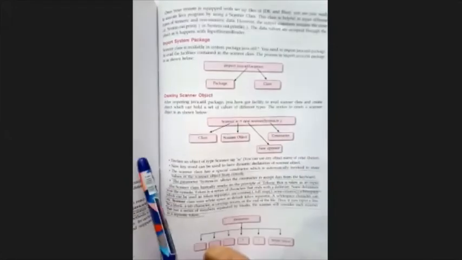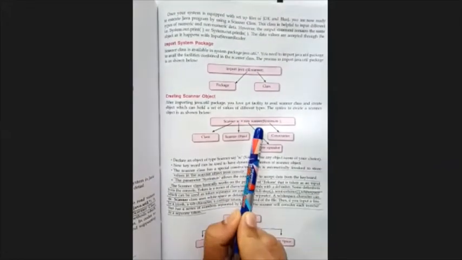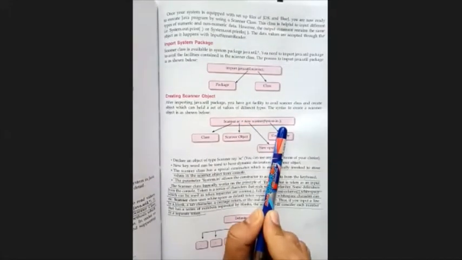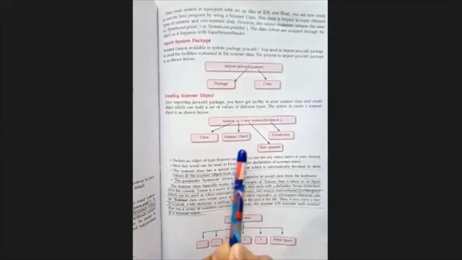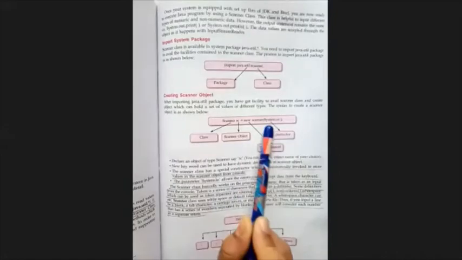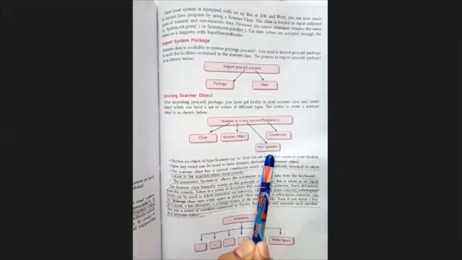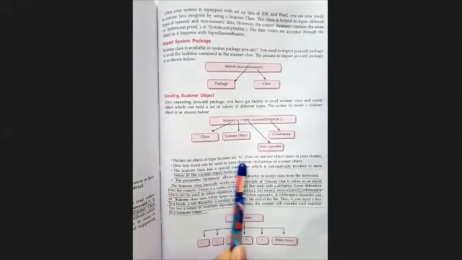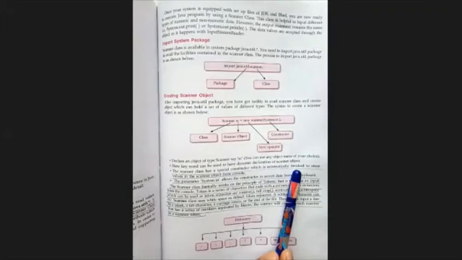And how do we create a Scanner class object? We write Scanner, then the name of the object equals new Scanner, and in brackets we write System.in. So here Scanner is the class, sc is the Scanner object, System.in is the parameter to the constructor, and new is an operator. Declare an object of type Scanner, say sc. The new keyword can be used to have dynamic declaration of the Scanner object.